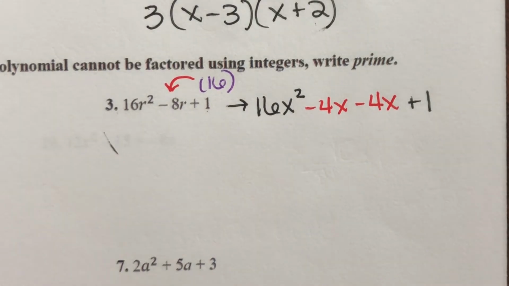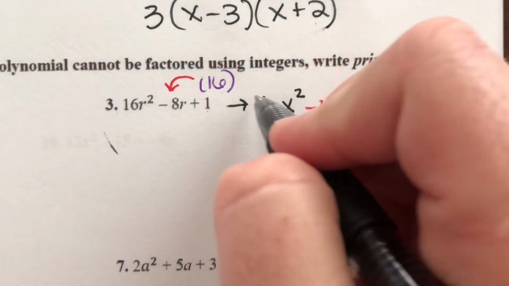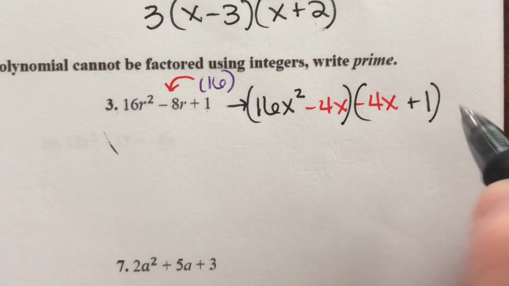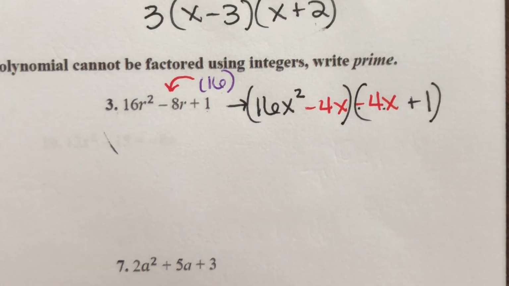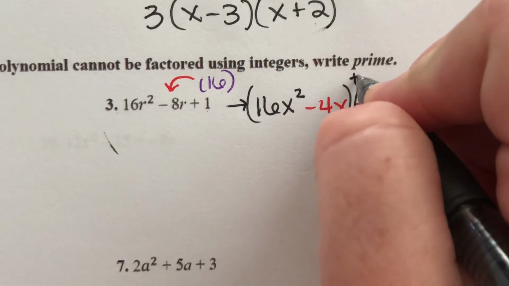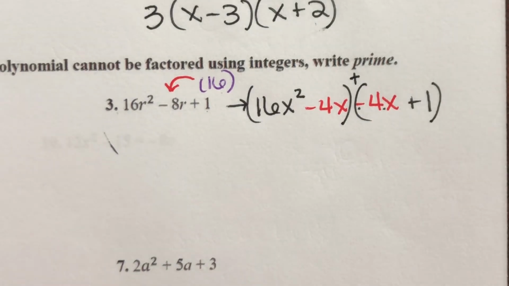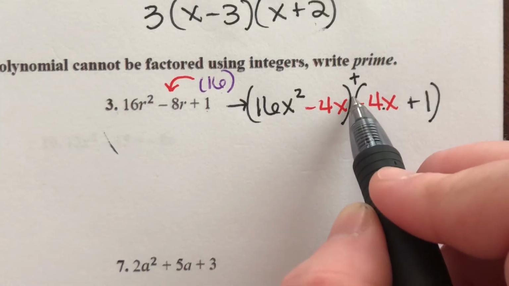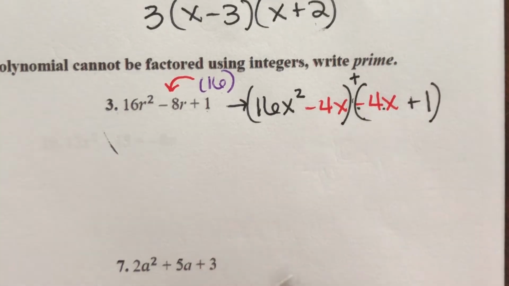Okay, now I want to group. So I'm going to group these first two. And I'm going to group these second two. I included the negative with the 4x, but that doesn't mean that I'm now multiplying these. Think of there being like a plus sign in between here, right? I just had to keep that negative sign with the 4x, so I put the parentheses here, but that doesn't mean I'm multiplying since there's not a sign. Just think of it as a plus sign here.